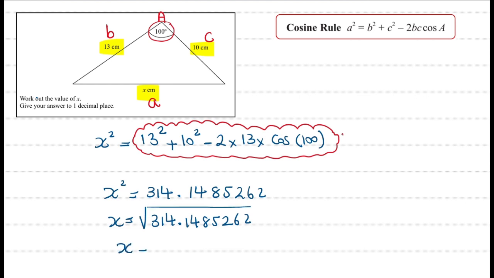and we get x equals, since the question wants the answer to one decimal place, we read from the screen of our calculator to one decimal place, and it gives us 17.7 centimeters. We write centimeters because x is the length.